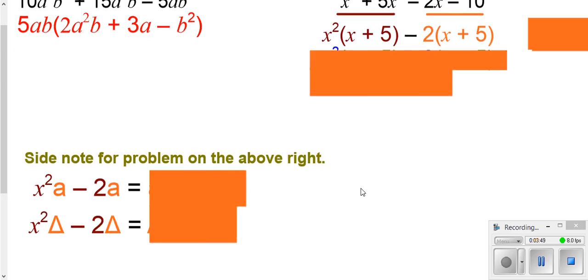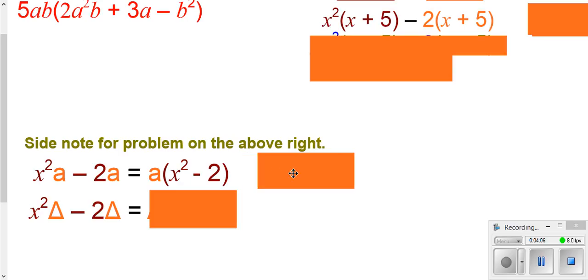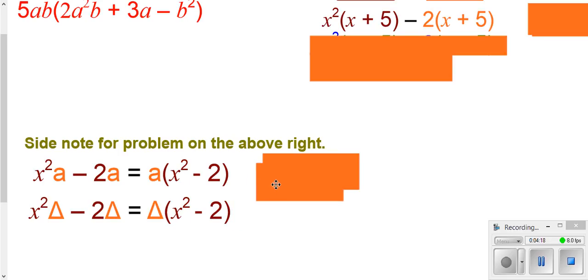But we're going to make a side note here. Now, when you look here, what can you pull out of both of these, or the whole thing? Most of you will say, yes, I can pull out an a. So you pull that a out, and then you're left with an a squared minus 2. What can you pull out down here? Most of you will say, well, triangle's in common, so I could pull out my greatest common factor of triangle. And you're left with an x squared minus 2.